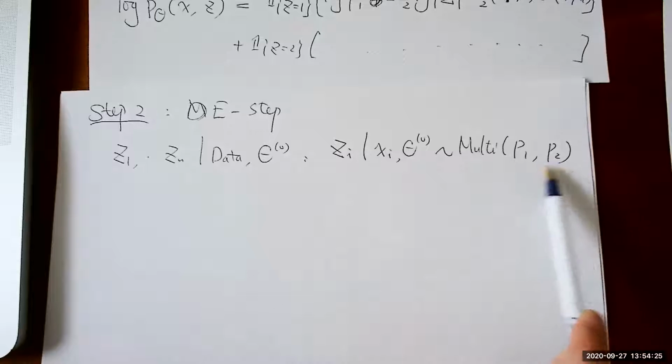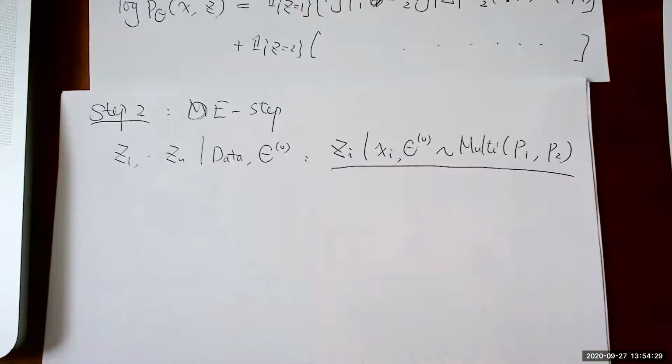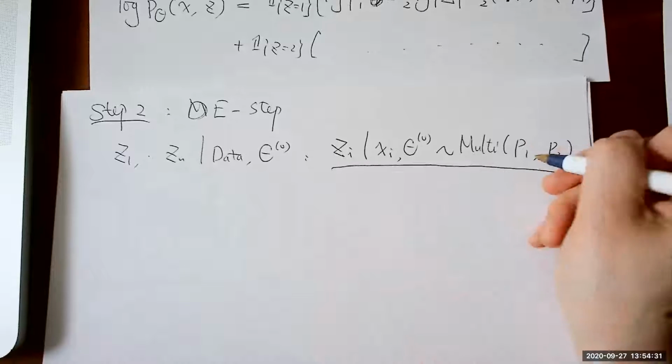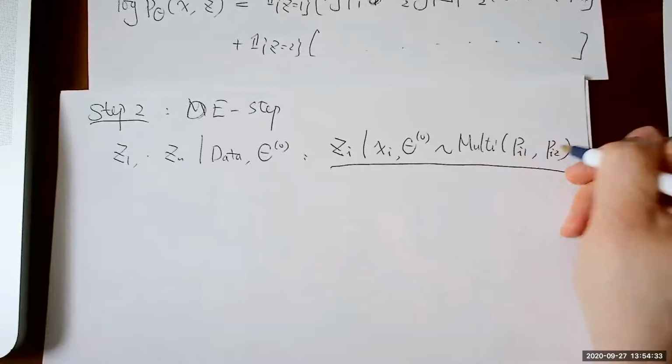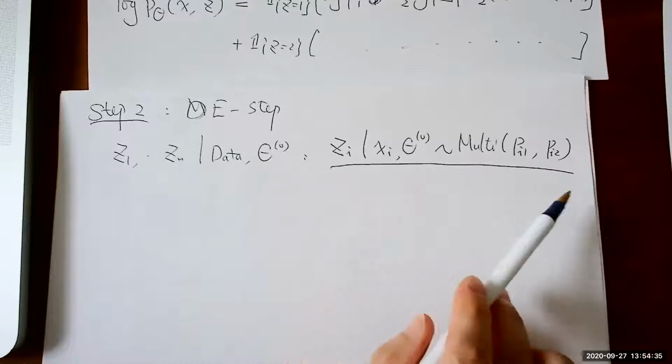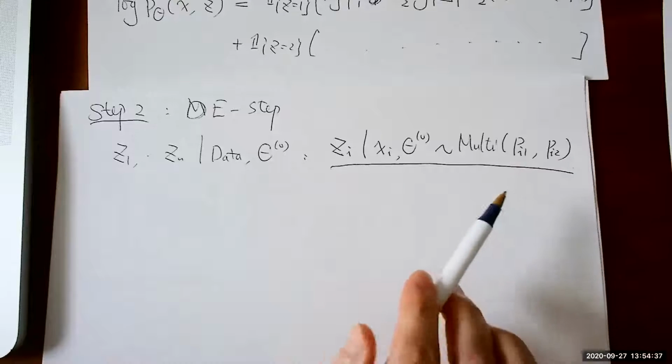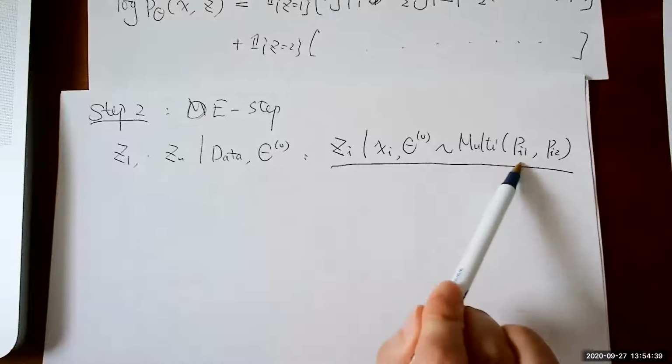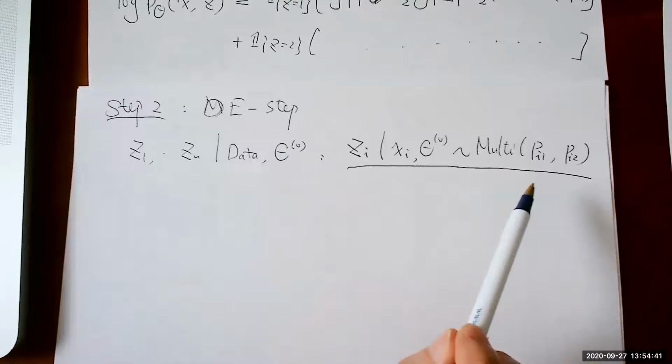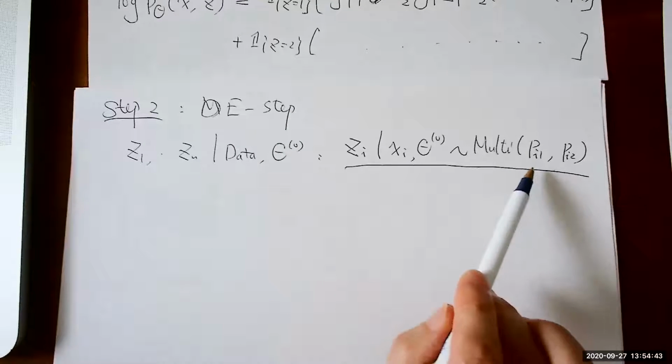Of course, some of these 2 should be 1. So this is the P1, P2, let me do PI1, PI2, because for different observations, this conditional probability will be different. So we just need to find out this PI1 and PI2. And how do we find them?